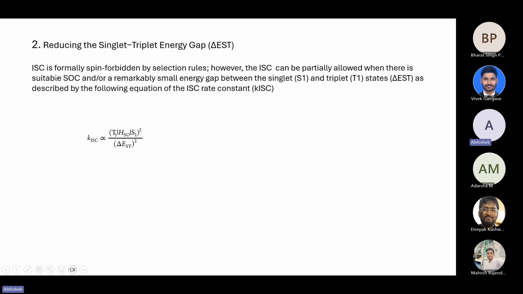As we know, ISC is formally spin forbidden by the selection rule. However, ISC can be partially allowed when there is suitable spin orbit coupling or a remarkably small energy gap between the singlet and the triplet state, that is delta EST, and this can be described by the following rate constant that is defined by this equation.